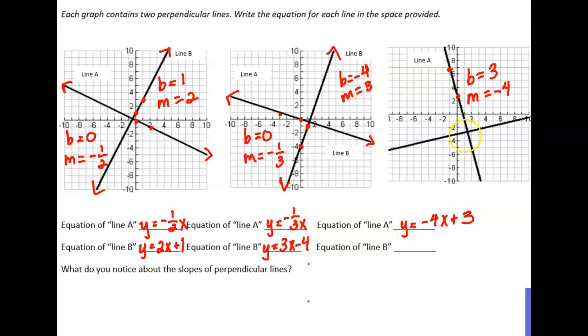All right, and then looking at B, I'm going to cross right here at negative 3. So my y-intercept, or b, is negative 3. And my slope, I'm going to rise 1, and then I go over 1, 2, 3, 4, so my slope here is going to be positive 1/4. So the equation of that second line is y is equal to 1/4 x minus 3.